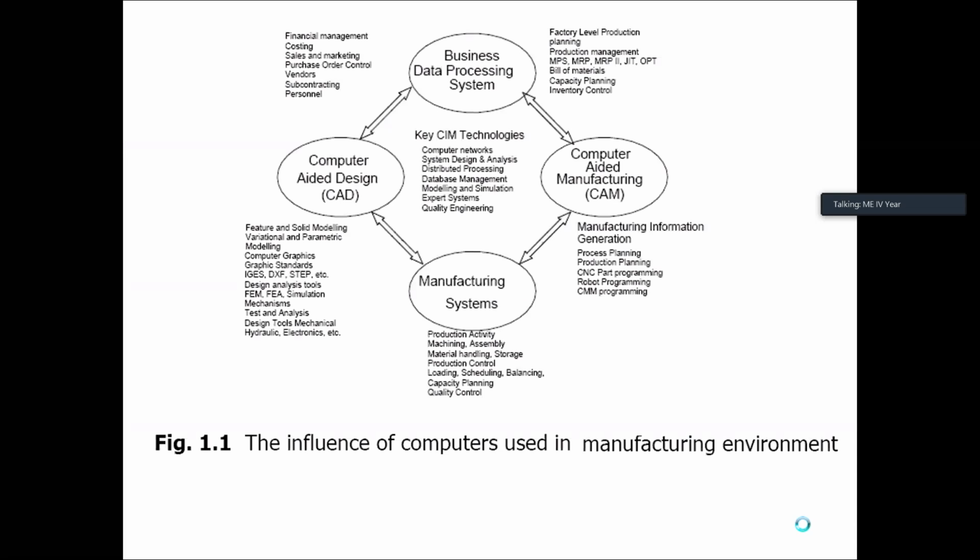Next one, this is the most important figure. If you come across any manufacturing environment without this flow chart, it cannot be a perfectly automated company. If you observe this, there are four main systems. First one is CAD, which is completely related to the CAD, and the second one is the business data.